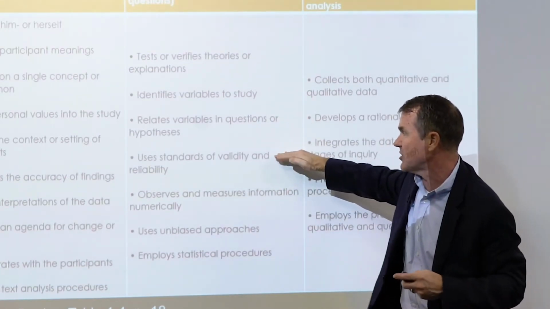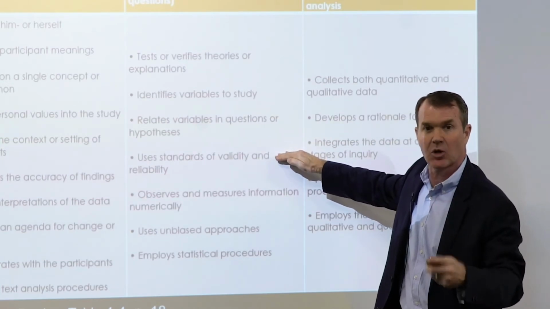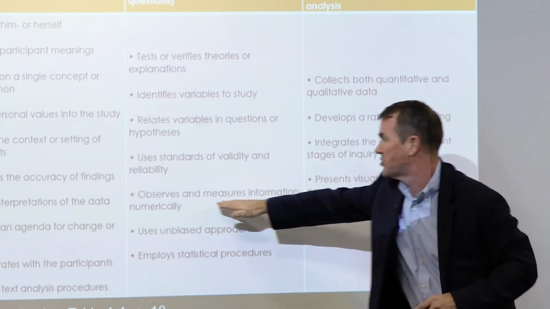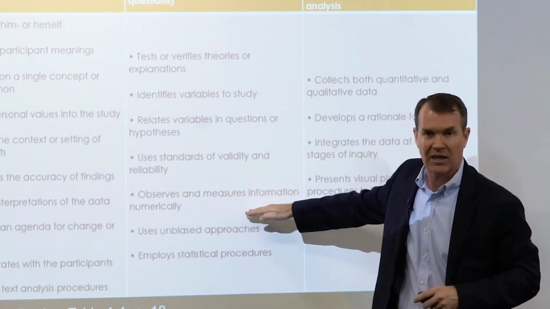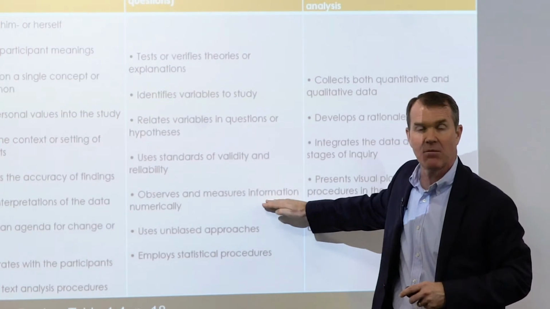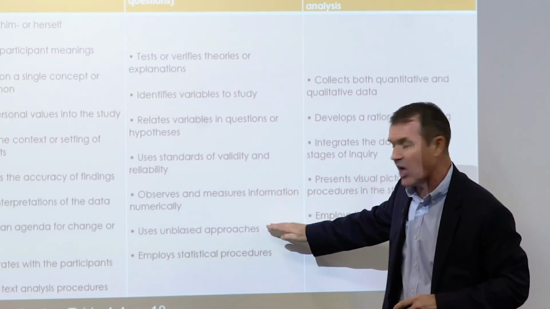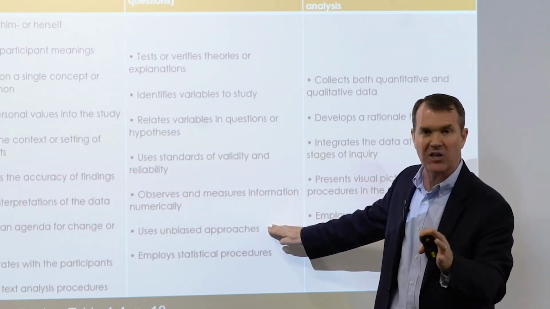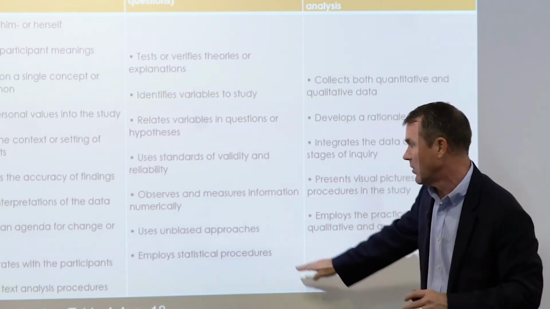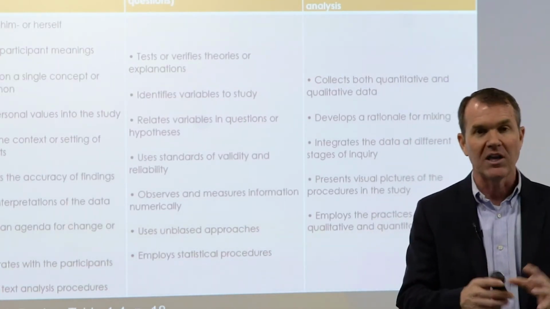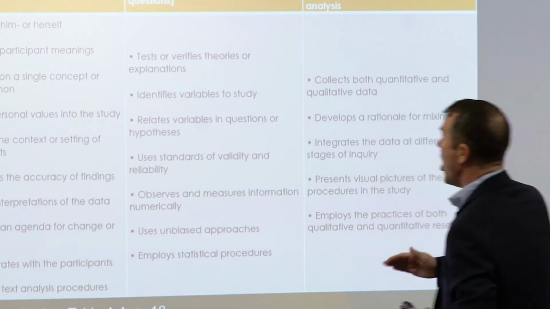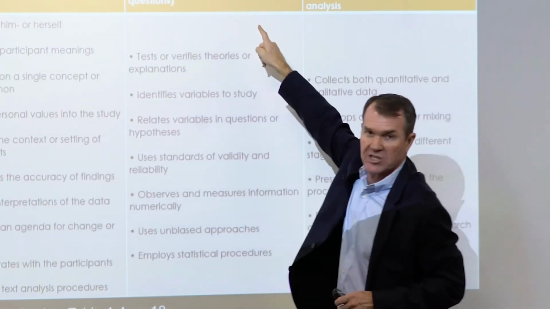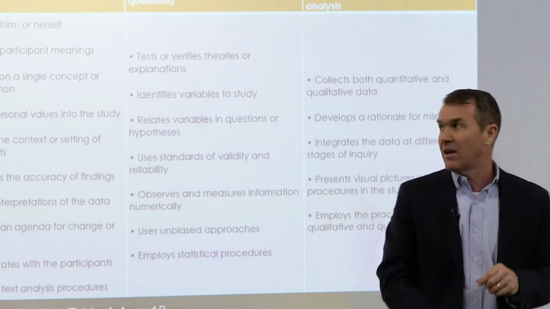It uses standards of validity, standardized test scores, standardized numbers based on historical data and future studies. It observes and measures numerically, generating accurate numbers based on the instrument. It is unbiased, so you don't want to have an influence on what you're measuring in any way. You want to make it as neutral and unbiased as possible. And then you're going to employ statistical significance. All of these are important. And again, we see up here close-ended questions that we can determine that data from.